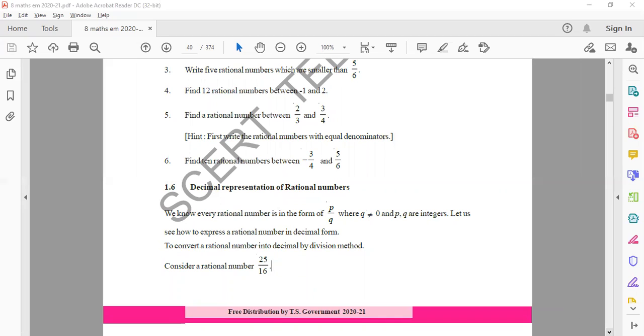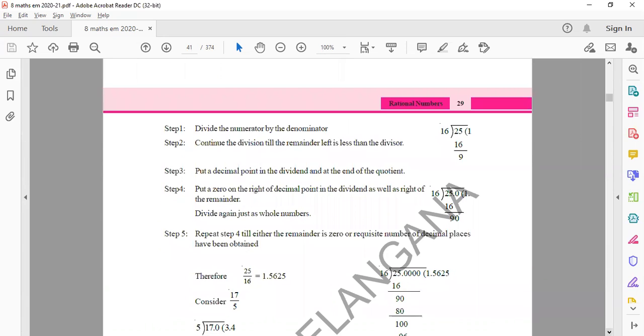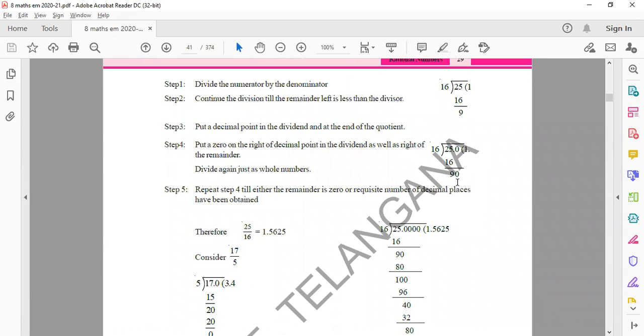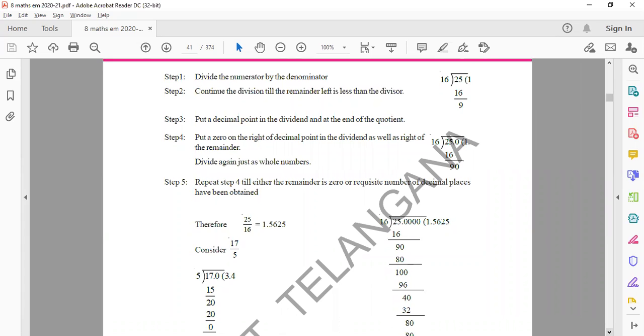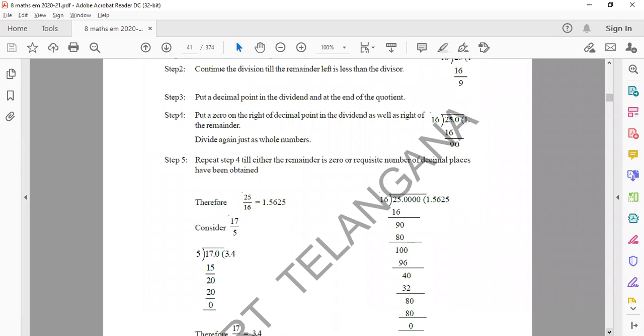Let us take one example from the example sheet. The question is simple: 25 by 16. So how did they work it out? I think by seeing it you can easily understand.